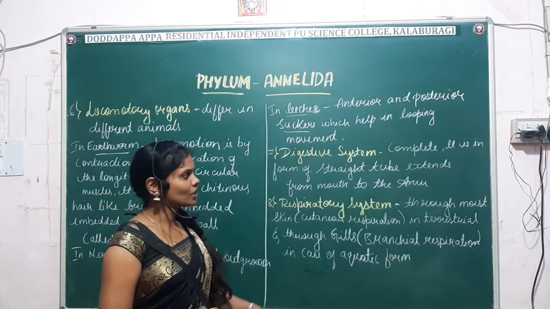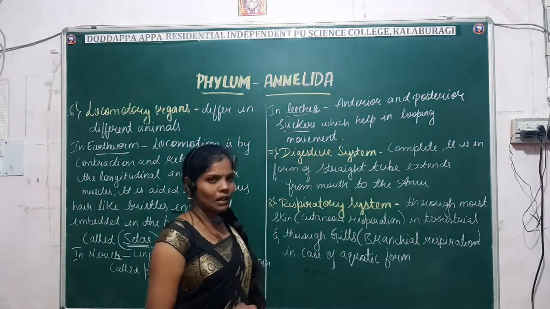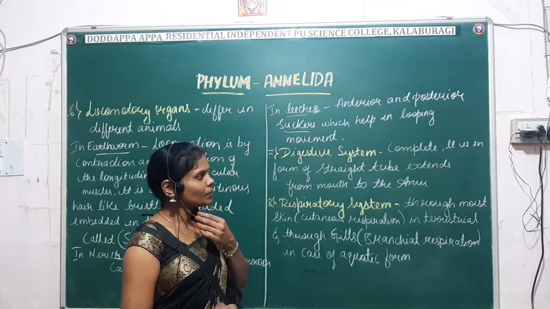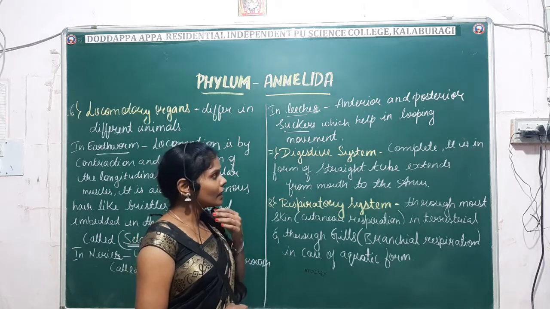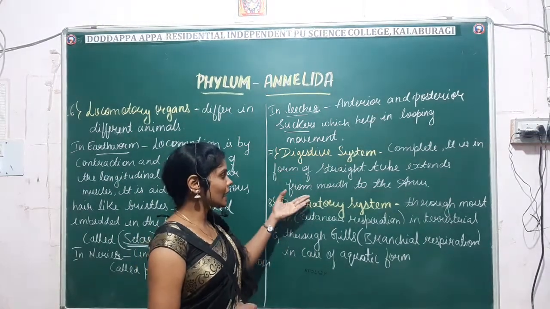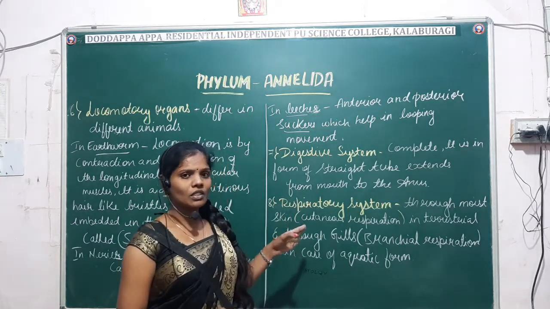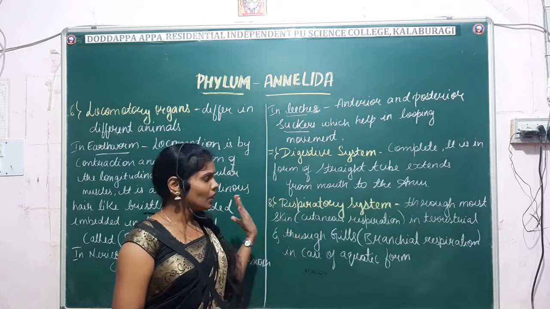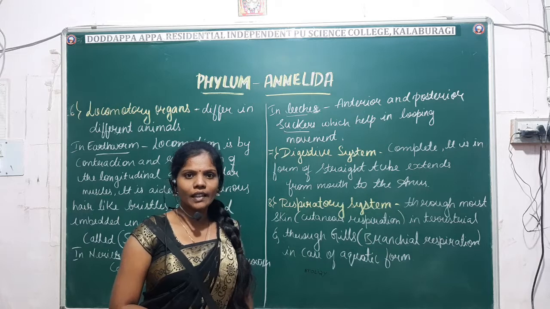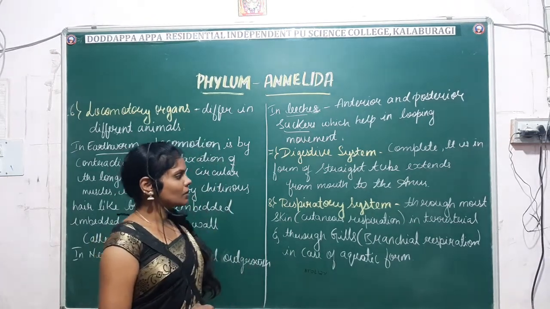When we move to the digestive system, in Annelida the digestive system is complete. You already know what a complete digestive system means, right? It is in the form of a straight tube which extends from mouth to anus. So in simple terms, we can say the digestive system is complete with 2 openings. Next comes the respiratory system.